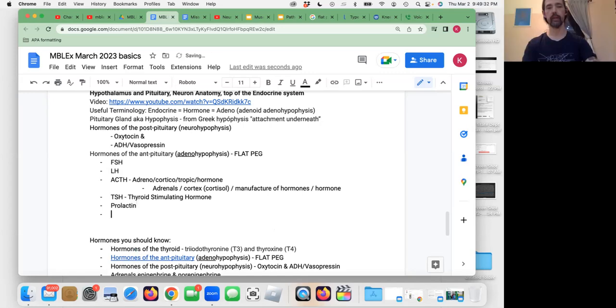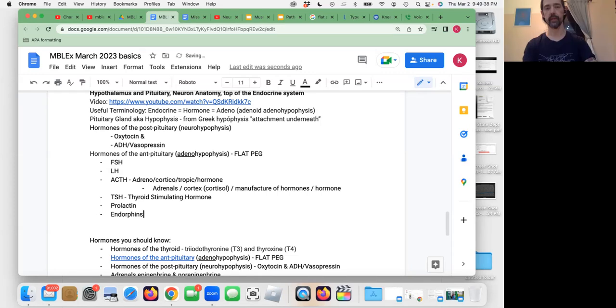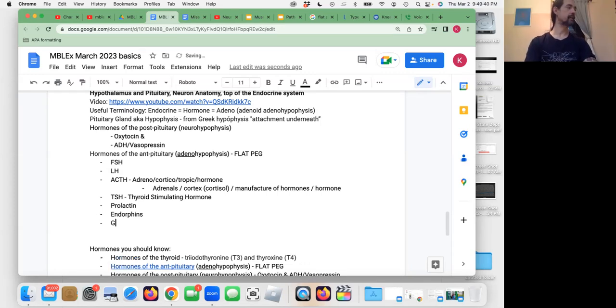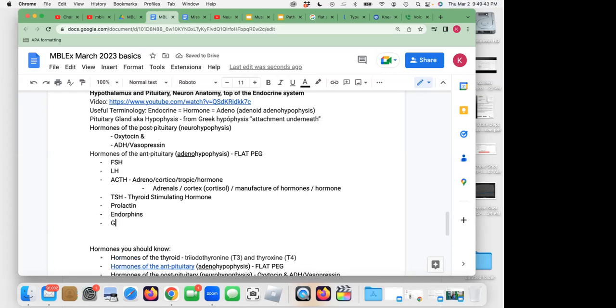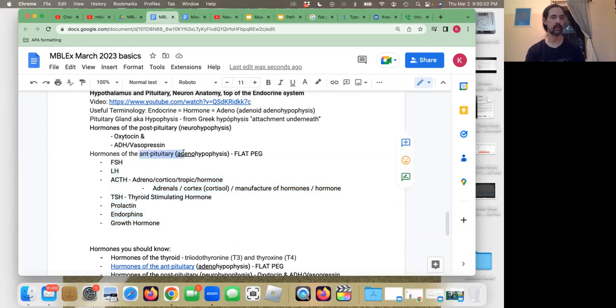Prolactin, that's right. And then the E stands for endorphins, that's right. And then the G, growth hormone. Okay. Yeah, good. So what I would say is that if you can remember FLAT PEG, and remember that FLAT PEG comes from the anterior pituitary, you've almost got it made.